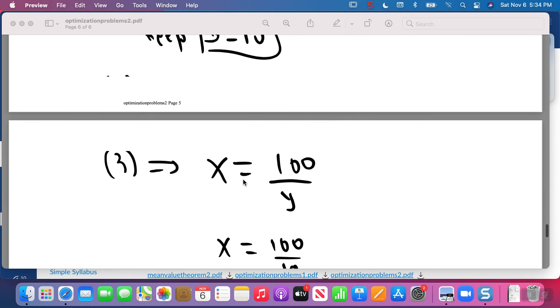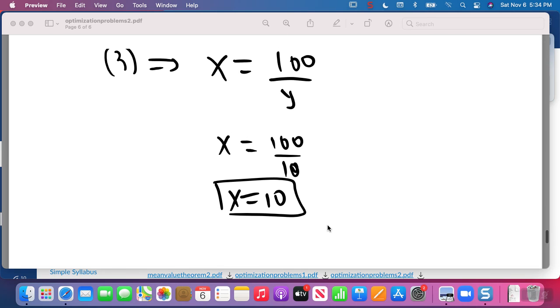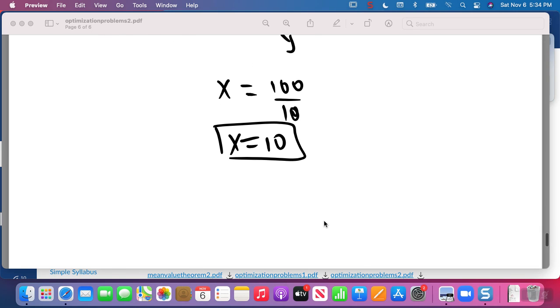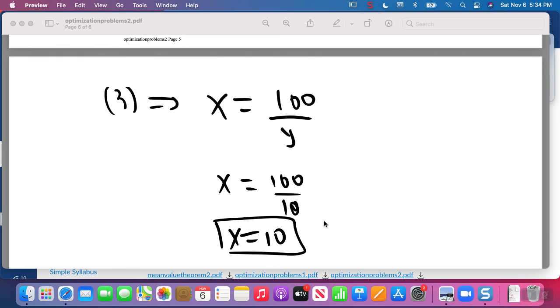So then we know the connection, x equals 100 over y, and to get x, we take 100 divided by 10, and then we get x equals 10. So the two numbers that we're looking for are 10 and 10.